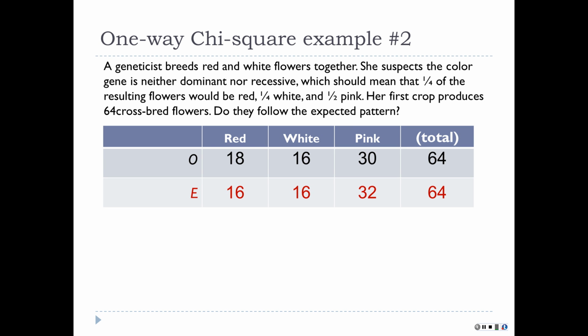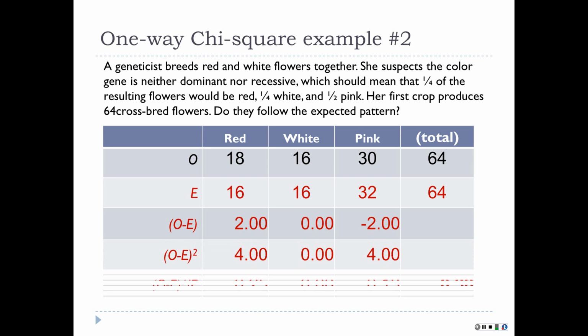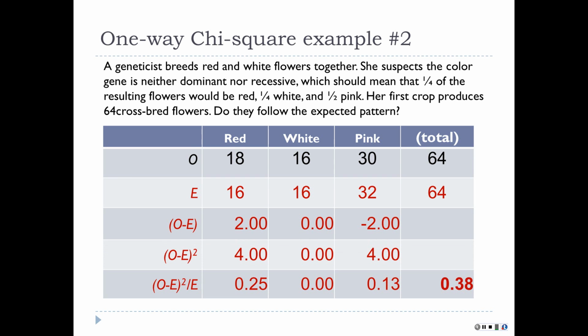Well, we'll find out. So we look at observed minus expected, and we get our deviations. We square those deviations. We divide them by expected. Our chi-square value, if we add up all those individual chi-square components, is 0.38.